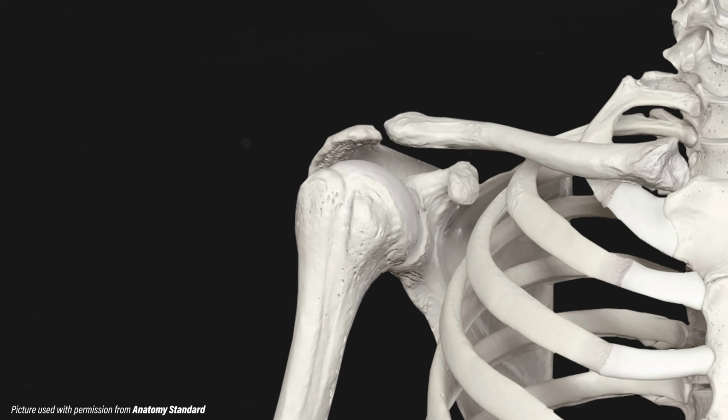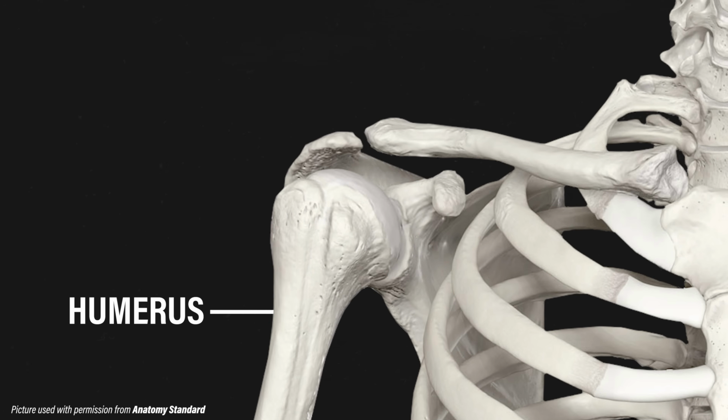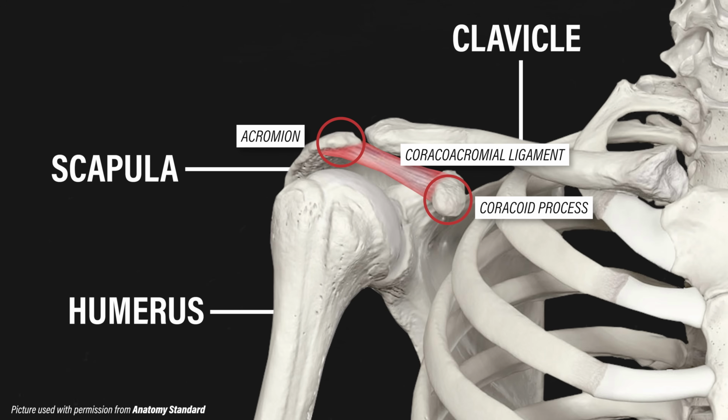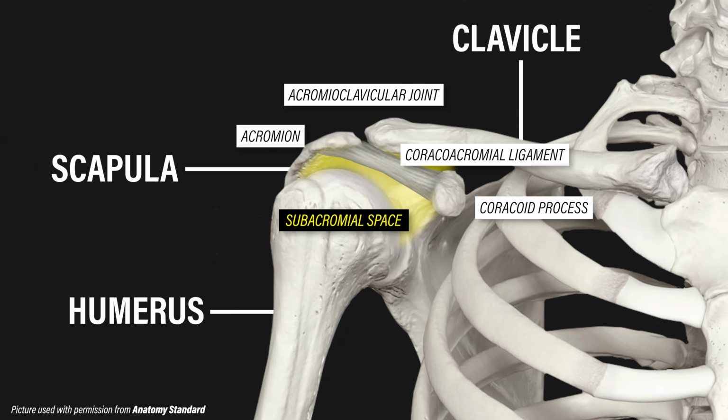The shoulder consists of three bones: the humerus or arm bone, the clavicle or collarbone, and the scapula or shoulder blade. The scapula has two bony landmarks known as the coracoid process and the acromion. The ligament that attaches from the coracoid process to the acromion is called the coracoacromial ligament. The connection between the acromion and the clavicle is referred to as the acromioclavicular joint. The area between the humeral head and these structures is known as the subacromial space.